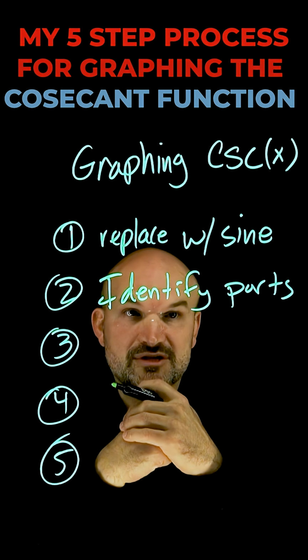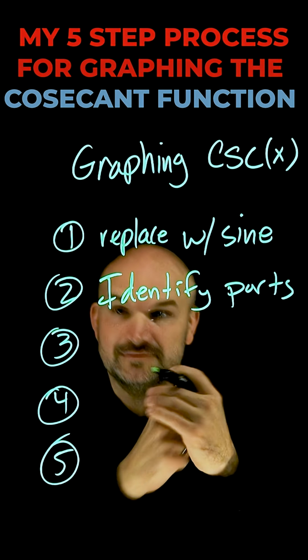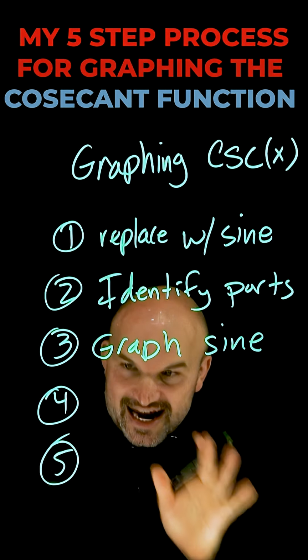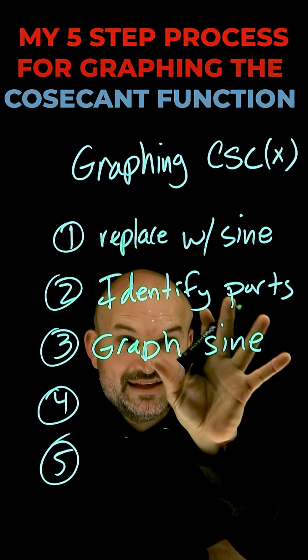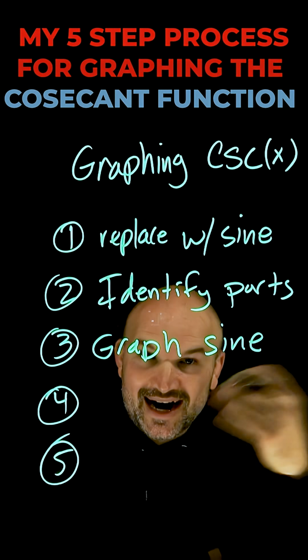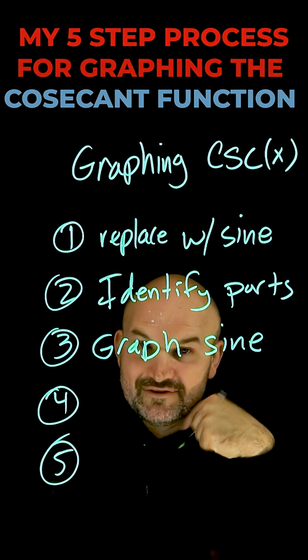Now, number 3 is going to be actually graphing the graph of sine. Again, sine and cosecant are related to each other. They're reciprocal functions. So whenever we identify these parts, we now need to apply them on a sheet of paper and see exactly what the graph is going to look like.